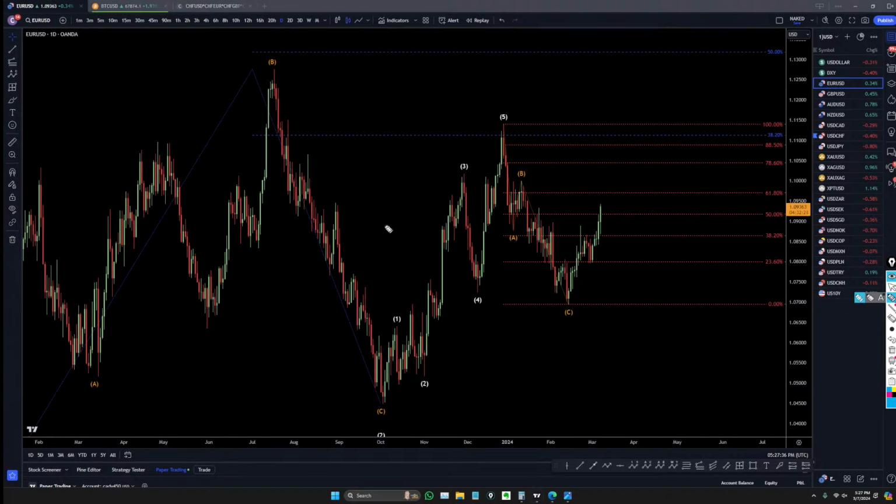Just like I was mentioning at the beginning of this live stream, we're kind of at a crucial point on the US dollar because it still could possibly be an ABC to the downtrend.